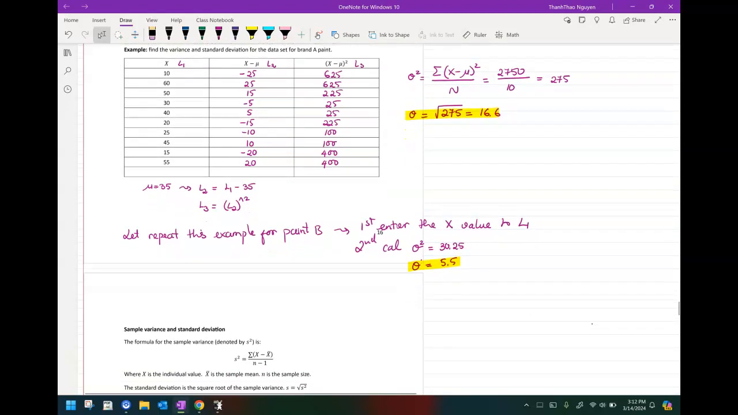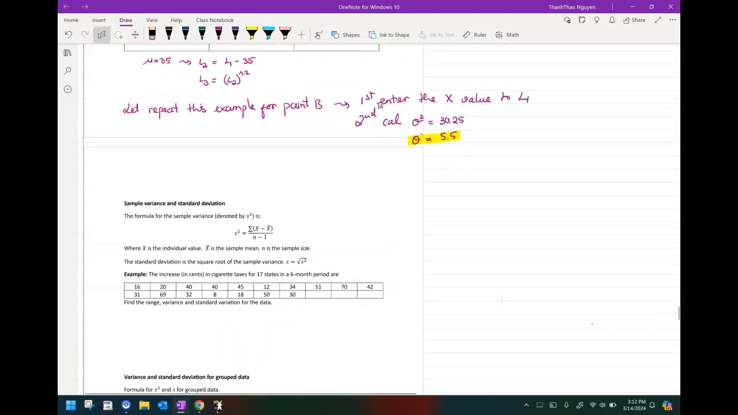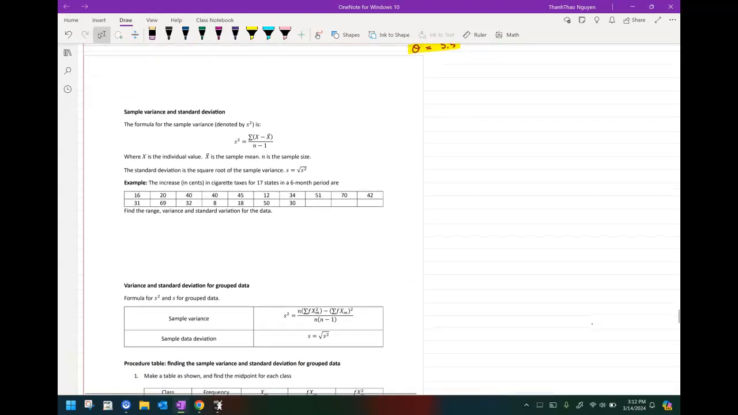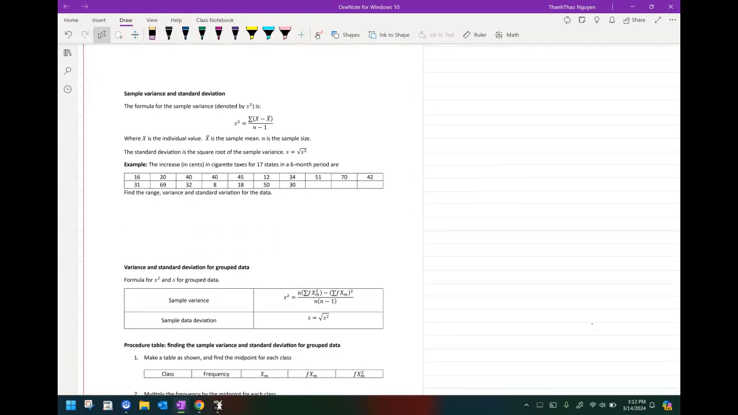Now what happens when we use a sample? So how do we estimate that? The sample variance and standard deviation. The formula for sample variance, denoted by S squared, is S squared equal to the sum of x minus x bar squared, divided by n minus 1, where x is the individual value, x bar is the sample mean, and n is the sample size. The standard deviation is the square root of the sample variance, where S equals the square root of S squared.